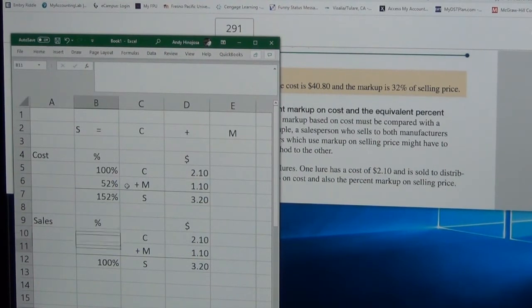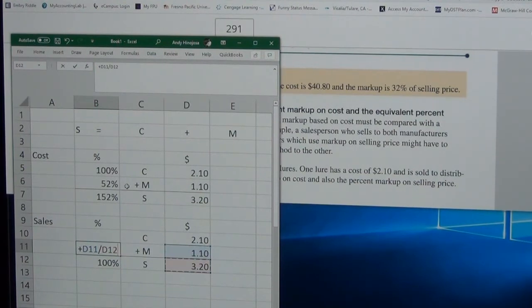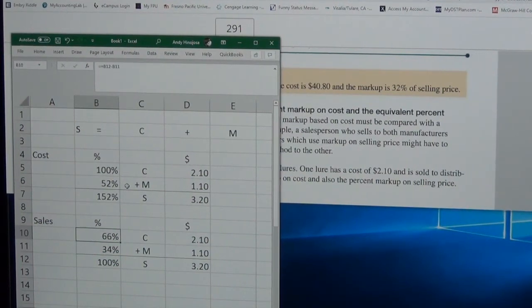Let's go down to sales. And we're going to do the exact same thing, except the base now is the sales price. So we'll take $1.10 and divide that by $3.20. And that's going to give us 34%. And then we just finish this off by taking 100% and subtracting the 34%, so it's 66%.